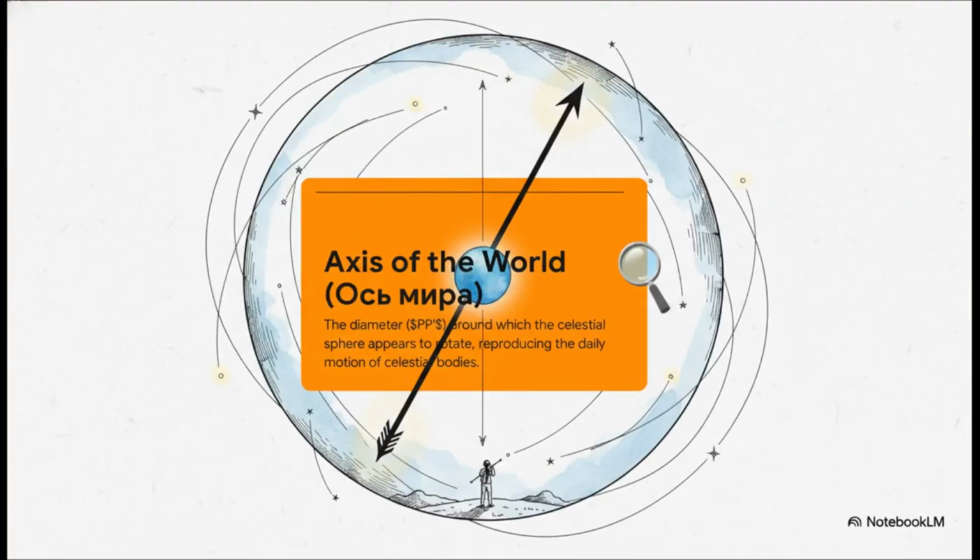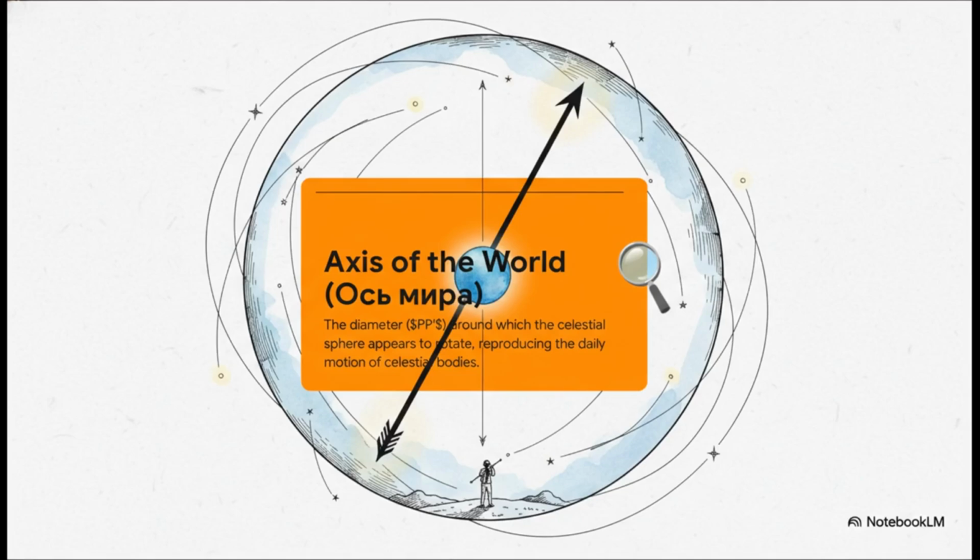Okay, I want you to visualize a second axis now, appearing inside our sphere. This one isn't vertical relative to you, it's tilted. And its tilt is perfectly parallel to the Earth's own axis of rotation. This is the axis of the world.